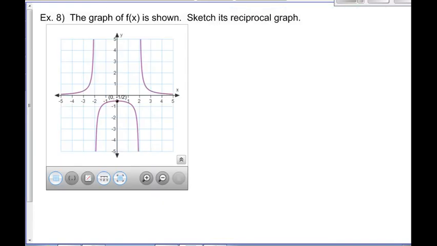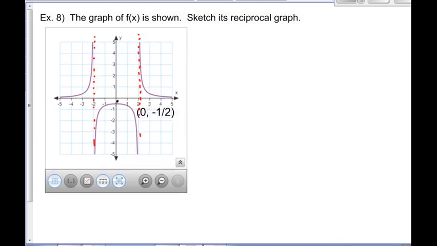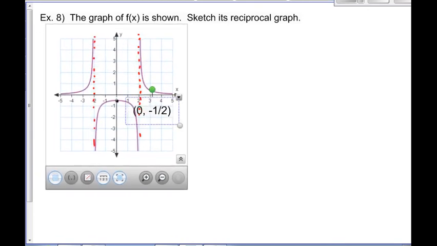Let's do one last one where we're asked to sketch the reciprocal on this function, which clearly has asymptotes right here. So here we're basically doing things backwards. We're given what would usually be our reciprocal graph, and we're asked to find its reciprocal. Okay, so let me do this fairly intuitively.